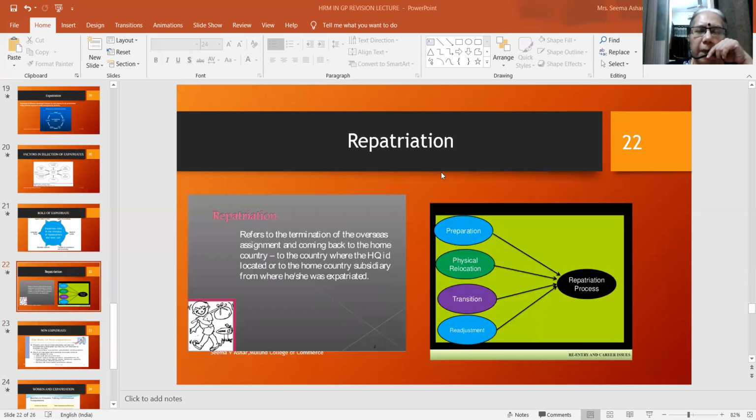Now, what is repatriation? Once the assignment project of the expatriate is over, he comes back to his home country. So repatriation refers to termination of the overseas assignment and coming back to the home country, that is to the country where he is originally located.